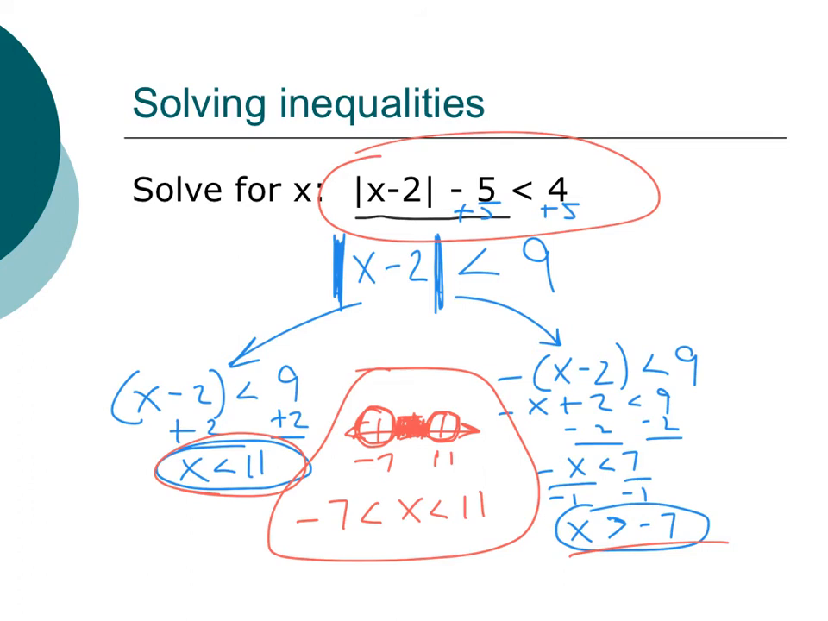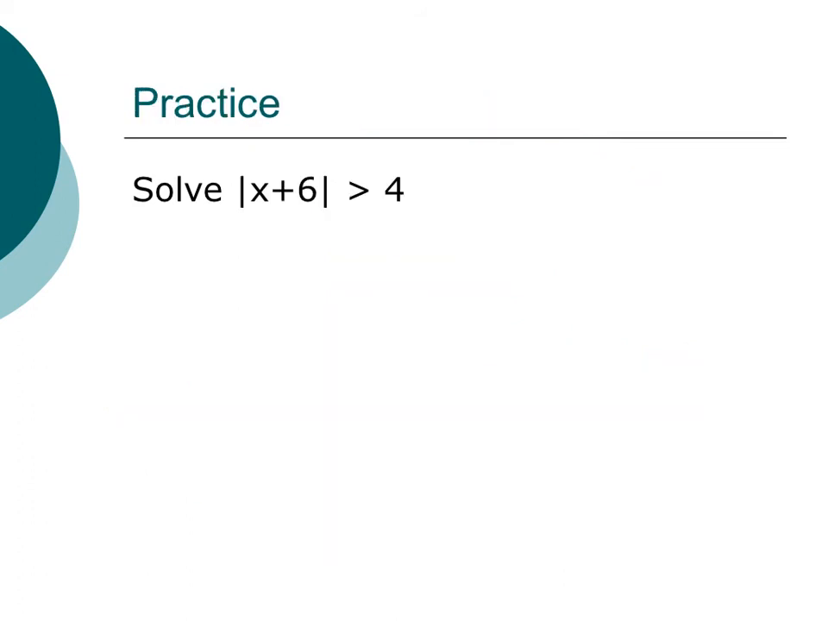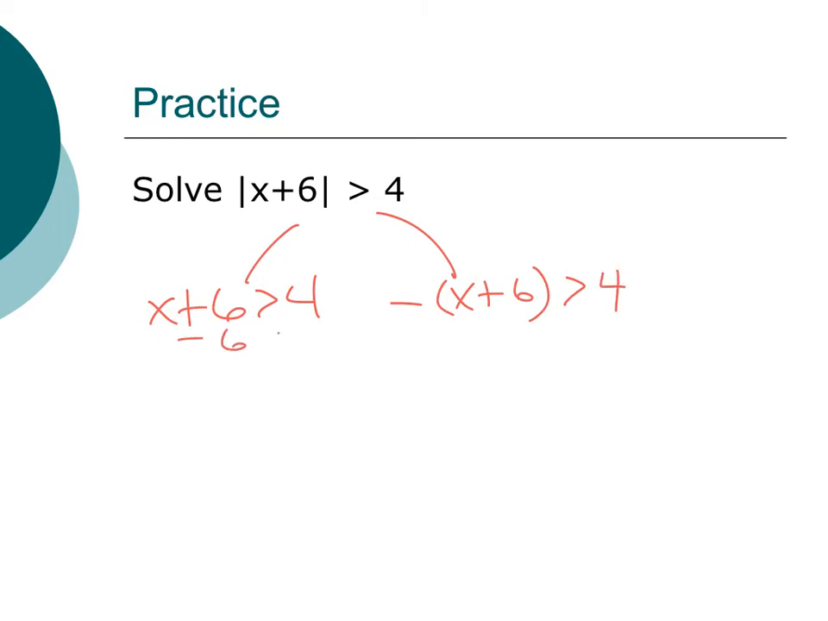All right, let's try another one. Maybe you can try this one. You try it first, and then pause, and then maybe I'll jump in after you've tried it a little bit. So I'm getting x is greater than -2.